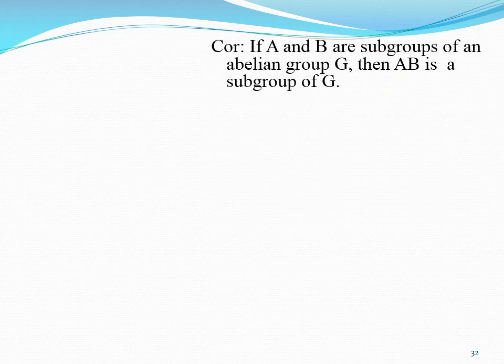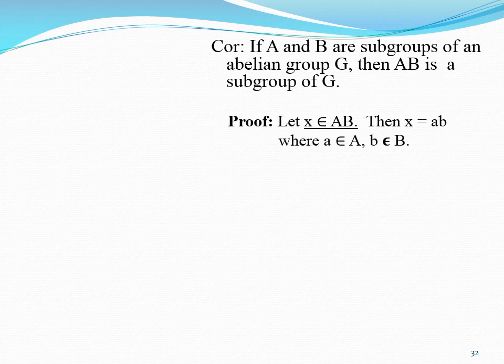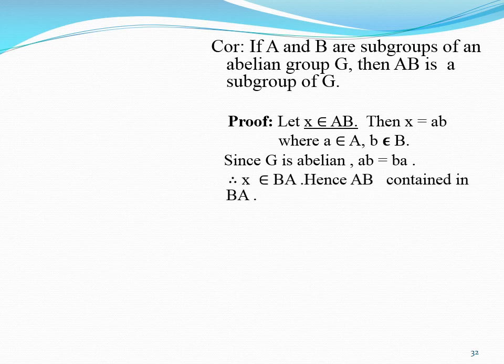Corollary. If A and B are subgroups of an abelian group G, then AB is a subgroup of G. Proof. If x belongs to AB, then x equals what? Small ab, and given that G is abelian, ab equals ba. So x belongs to AB means AB is contained in BA.